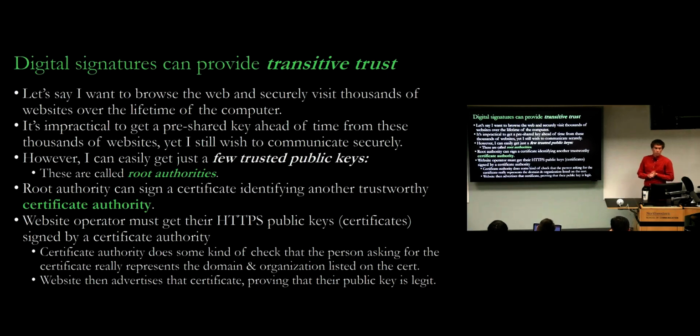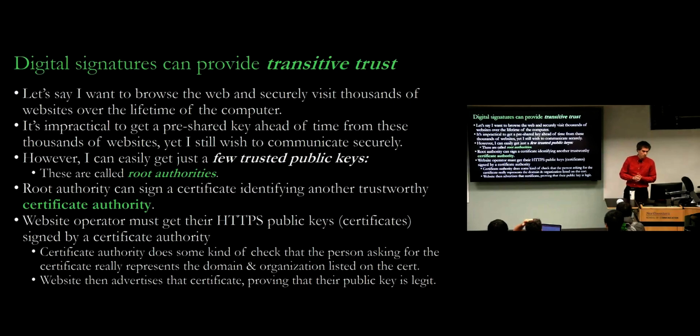Okay, so let's say we want to browse the web and visit thousands of websites over the lifetime of a computer. It's impractical to get a pre-shared key ahead of time from each of these thousands of websites. Like, we can't just hard code our browsers to know what the public key is for every different secure website on the internet. But we still want to eventually determine what the correct public keys are for those thousands of websites. We need the correct public keys, because otherwise some man in the middle will be able to trick us into sending our data to that man in the middle instead of to the actual endpoint.